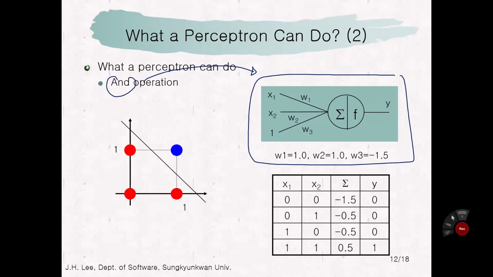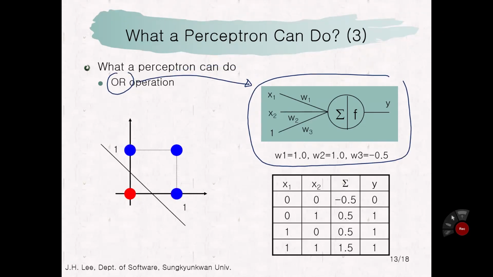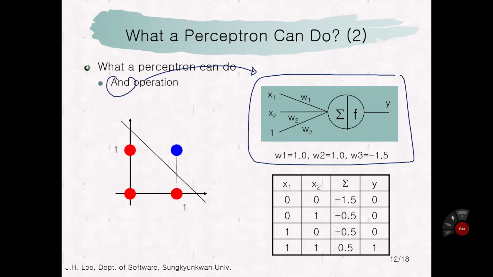This is an AND operation, and this is an OR operation, which are different. Where are they different? W3 is different. In another way, the connection weight is different.